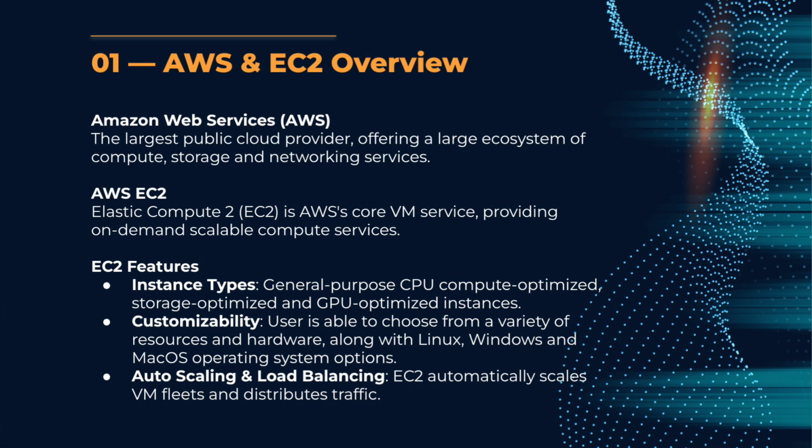AWS is the largest public cloud provider, and its core VM service is called EC2, or Elastic Compute Cloud. EC2 offers on-demand, scalable virtual machines with a wide range of instance types, including general-purpose, compute-optimized, storage-optimized, and GPU-based. It is highly customizable, letting users choose OS, hardware, and storage. And with features like autoscaling and load balancing, EC2 makes it easy to handle varying workloads efficiently.